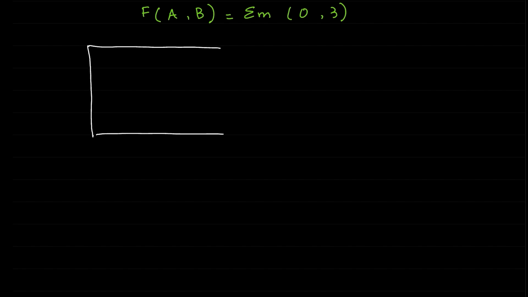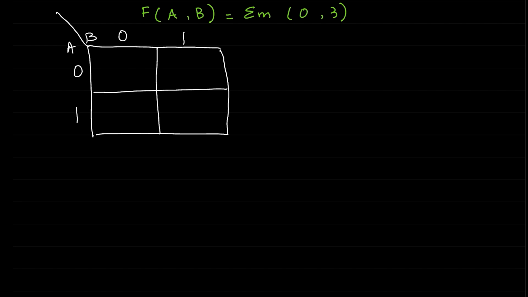So let us draw the K-map for the given minterm. Divide the cell into A and B. Label this 0, 1, 0, 1. Next, give numbers to each cell of the K-map incrementally: 0, 1, 2, and 3. Here 0 and 3 are to be numbered as 1 in the cell. So 0 and 3.